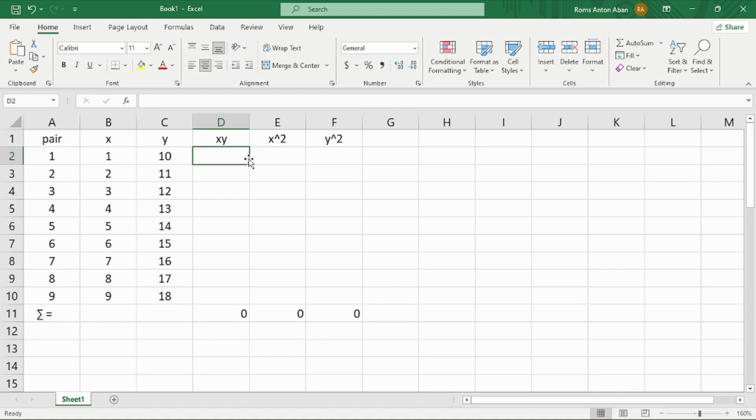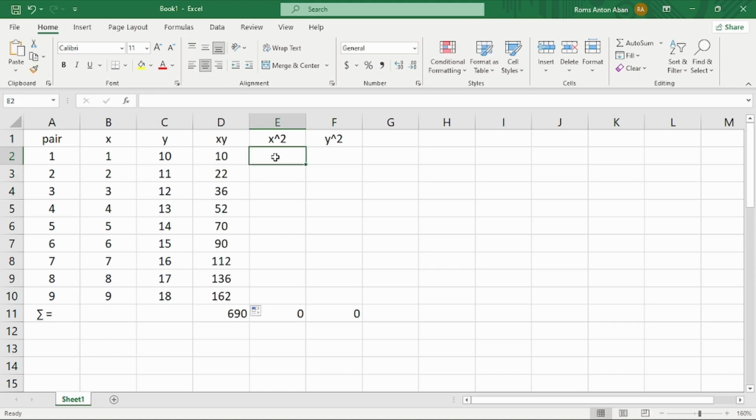First thing we will do is we have to find the x times y. All we have to do is to multiply the x by our y. 1 times 10 is equal to 10. 2 times 11 is equal to 22.